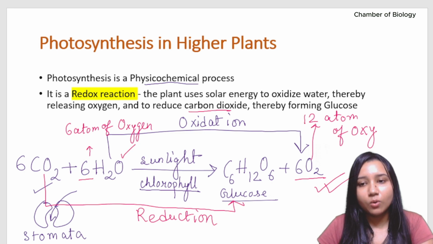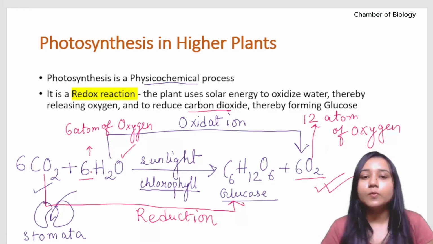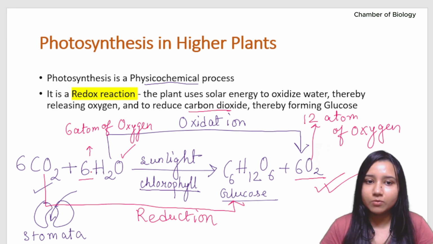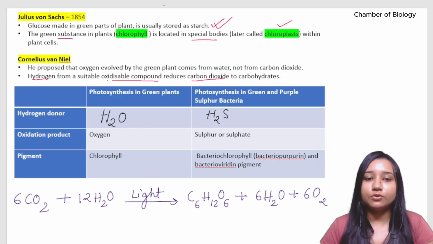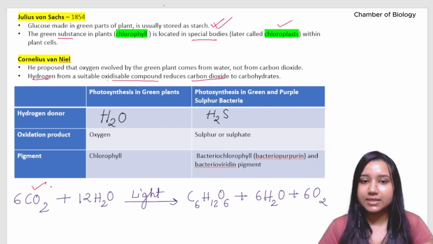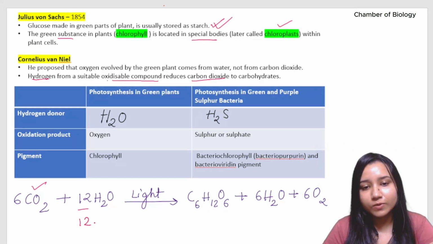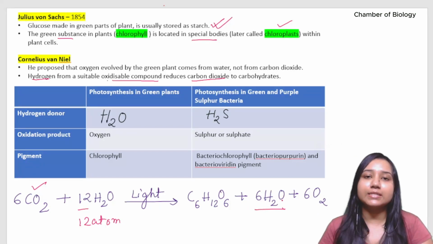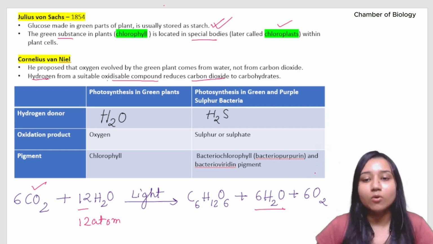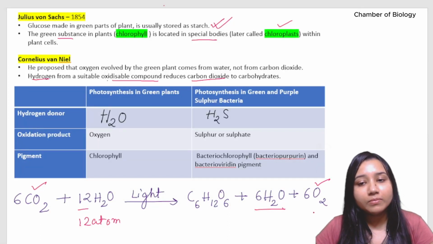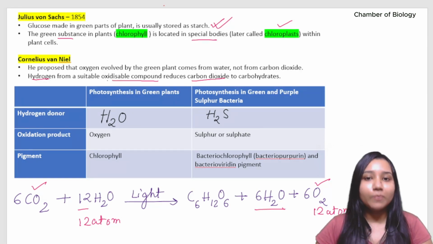Because Van Niel has proposed that the oxygen is coming only from the water, the oxygen molecule. It is not coming from the carbon dioxide. So the new reaction that we should write is the carbon dioxide, 6 carbon, 12 H2 is utilized, and it is going to form, you can see now, 12 atoms of oxygen, right? And you can see that the 6 atoms are also released. So just to balance the equation, and also to determine that the oxygen that is evolved is evolved from the water only, we had to do this. Okay, so I hope up till this is clear.